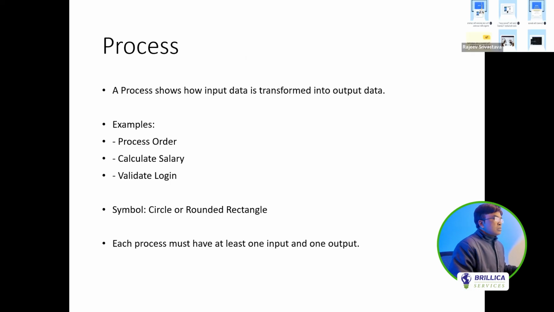Typically, what does process actually mean? Process shows how input data is transformed into output data, because we need input to process something, and that is processed, and what we get is the output. Its examples are process order, calculate salary, and validate login. Its symbol is a circle or rounded rectangle, as I had shown you in the earlier slide. Each process must have at least one input and one output. So the minimum requirement is at least one input and one output.